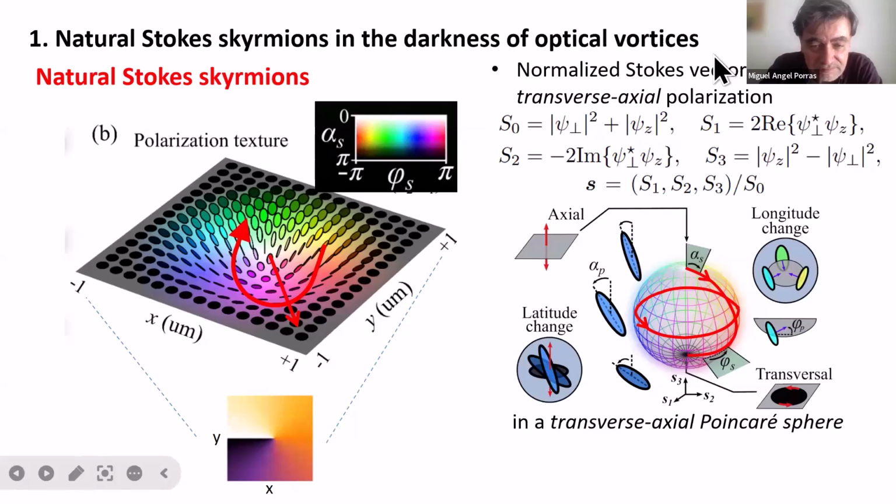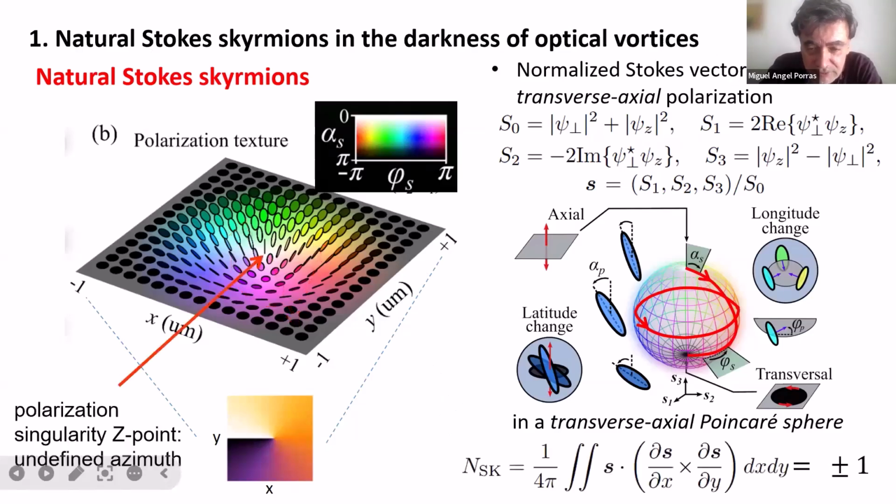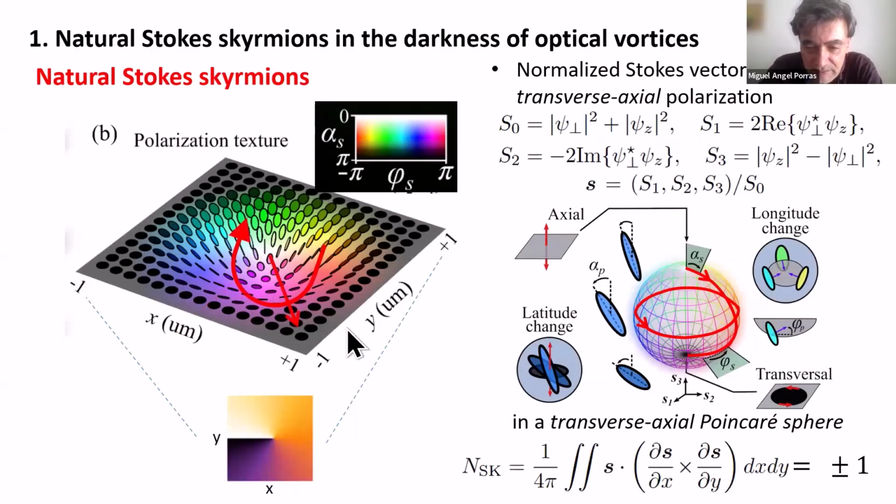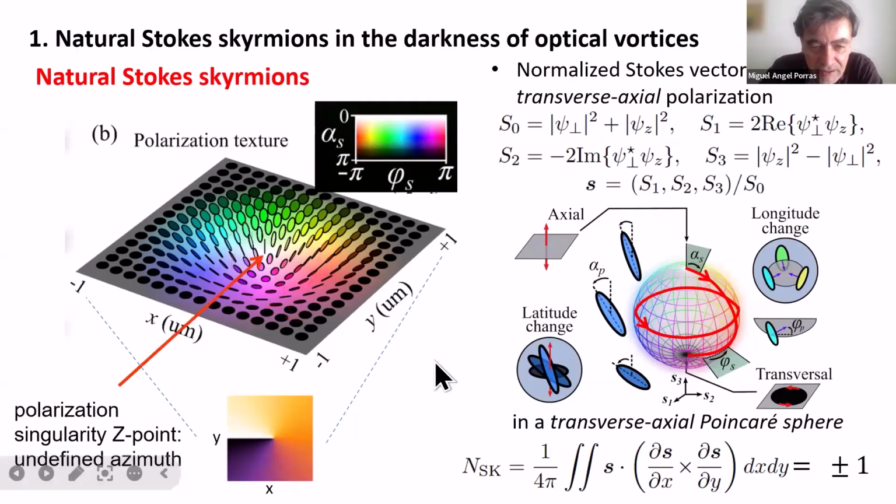So these natural Skyrmions, okay, I forgot that it's important, but sorry. The Skyrmion number of them is different from the standard one because it is just the sign of the topological charge of the vortex. And we have here a polarization singularity. So we have a phase singularity and also a polarization singularity in the same place.